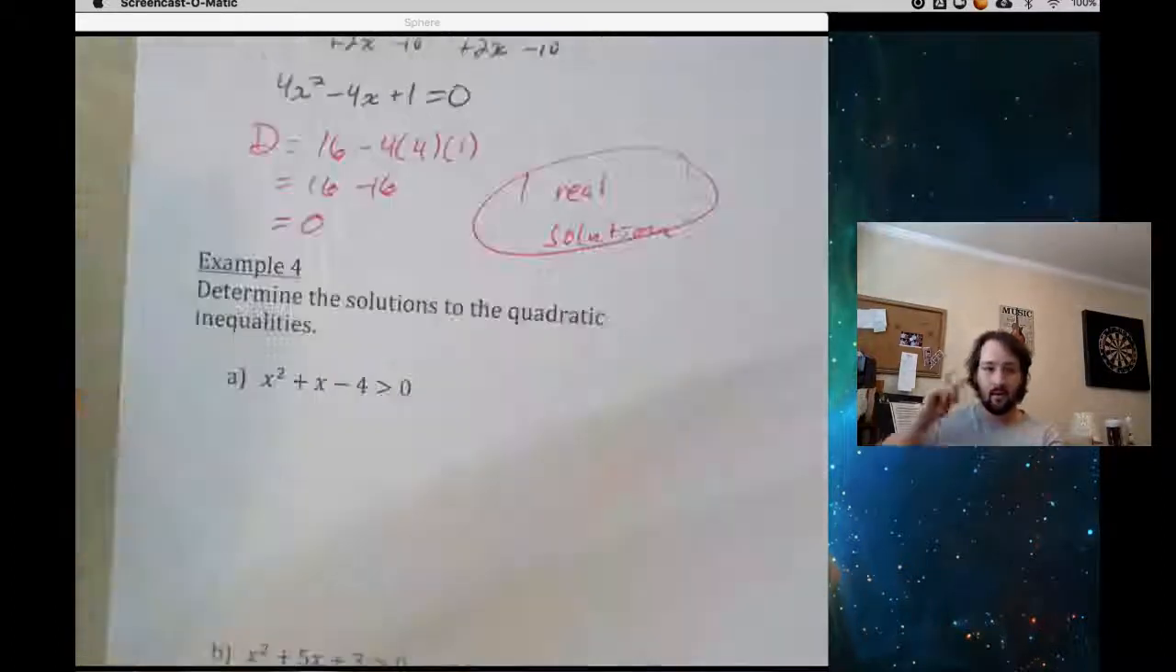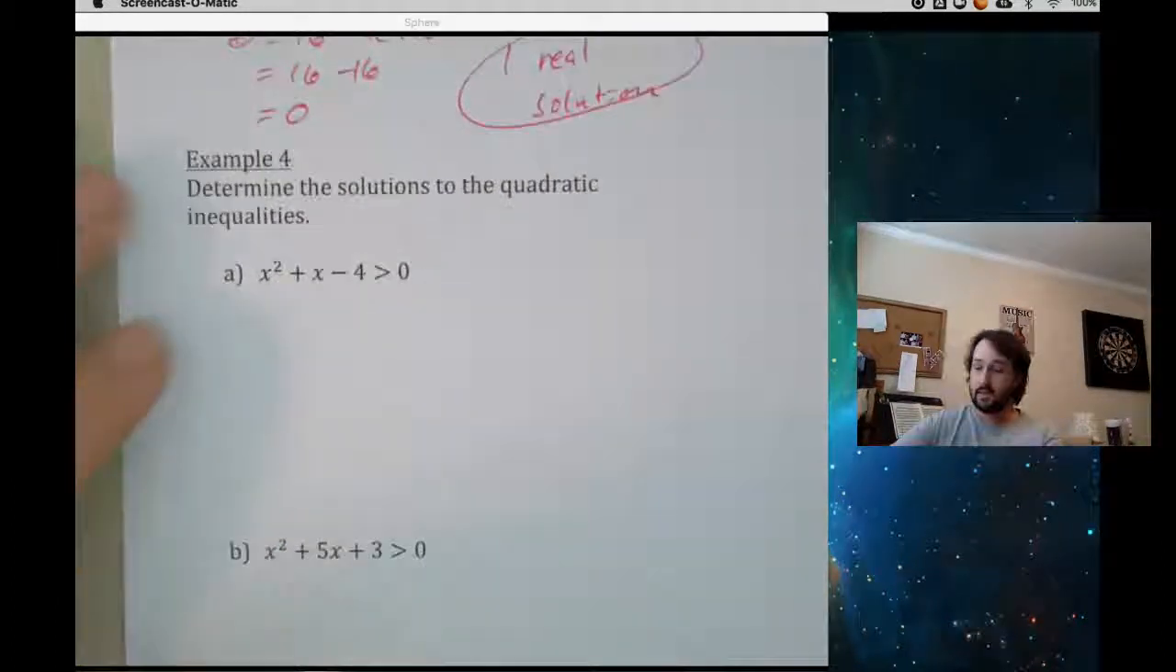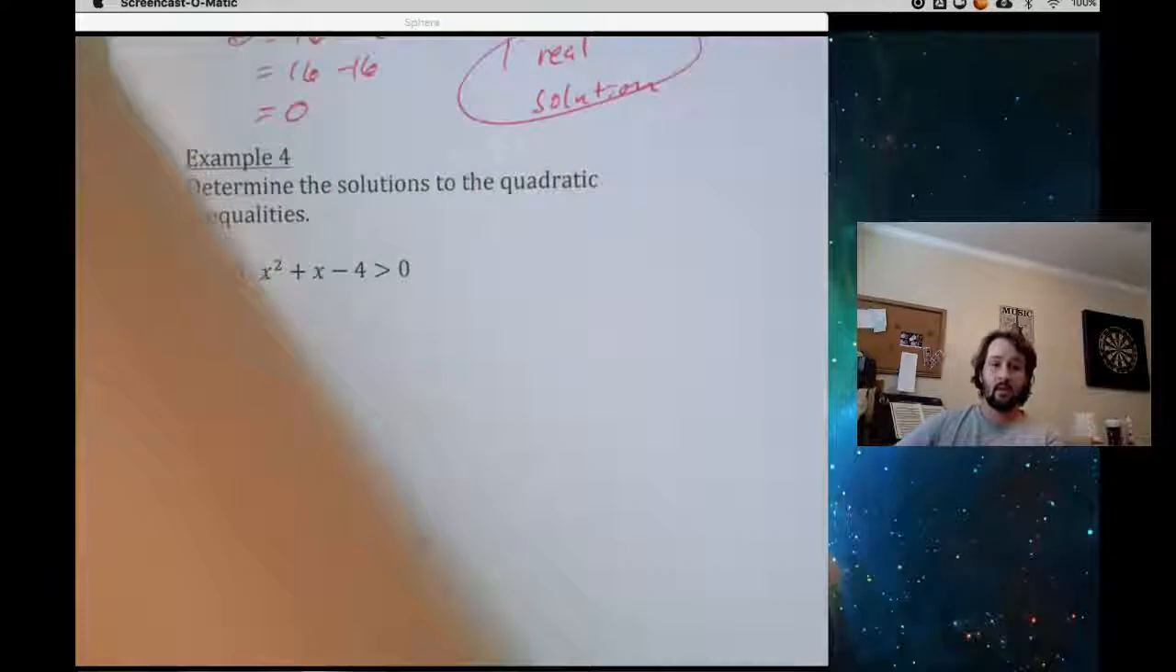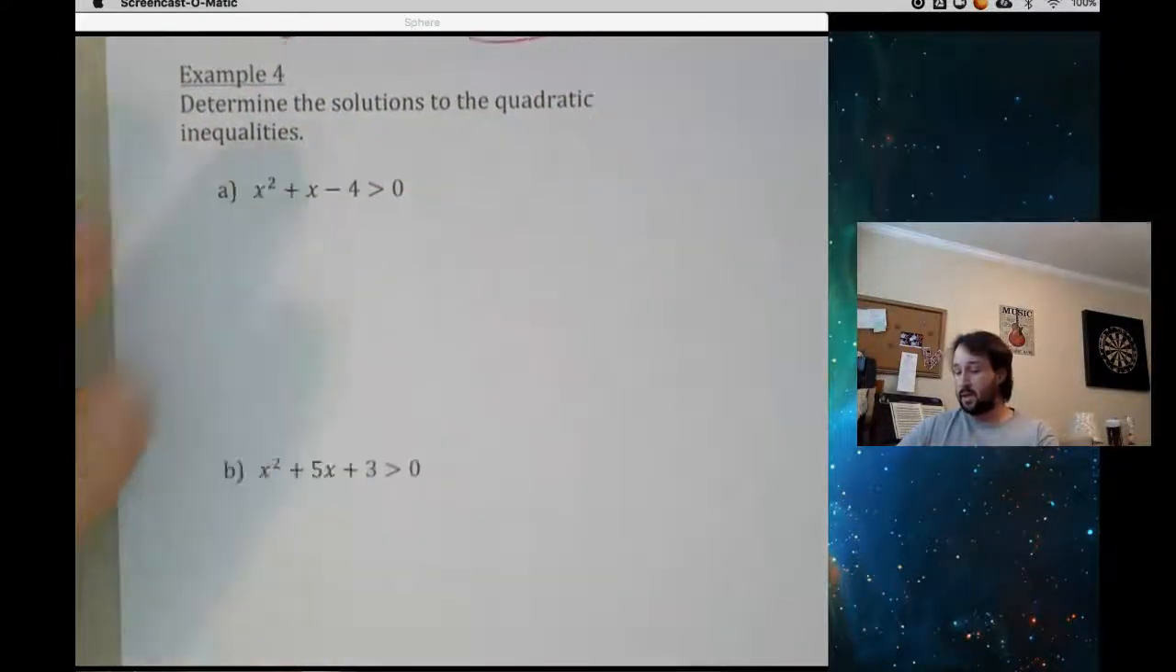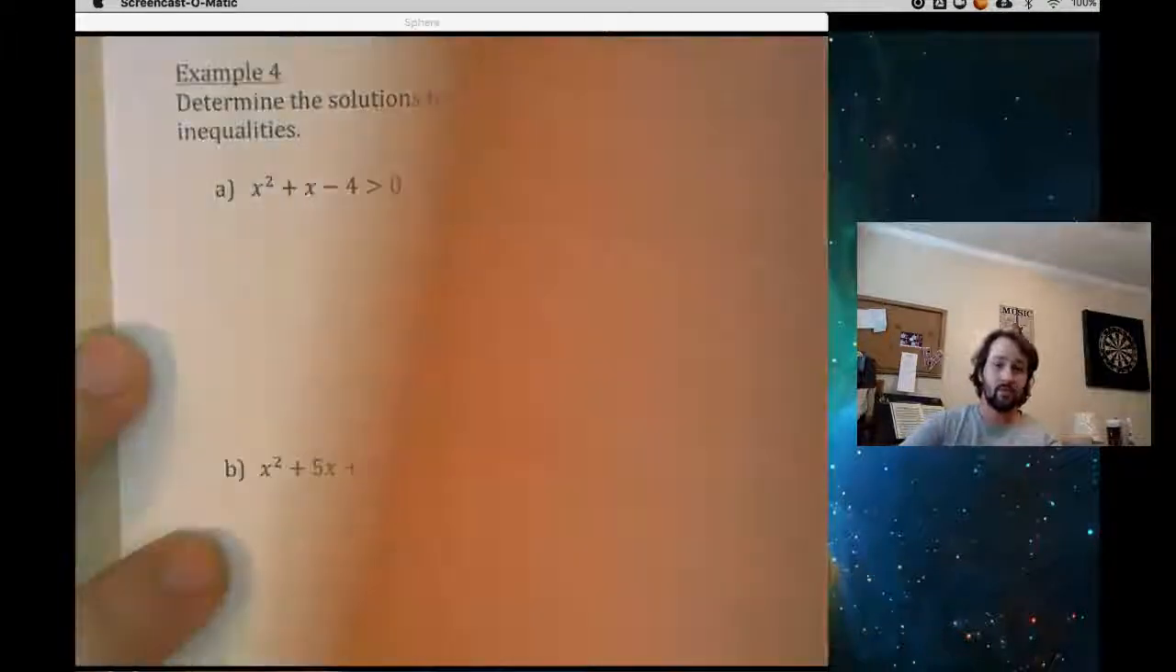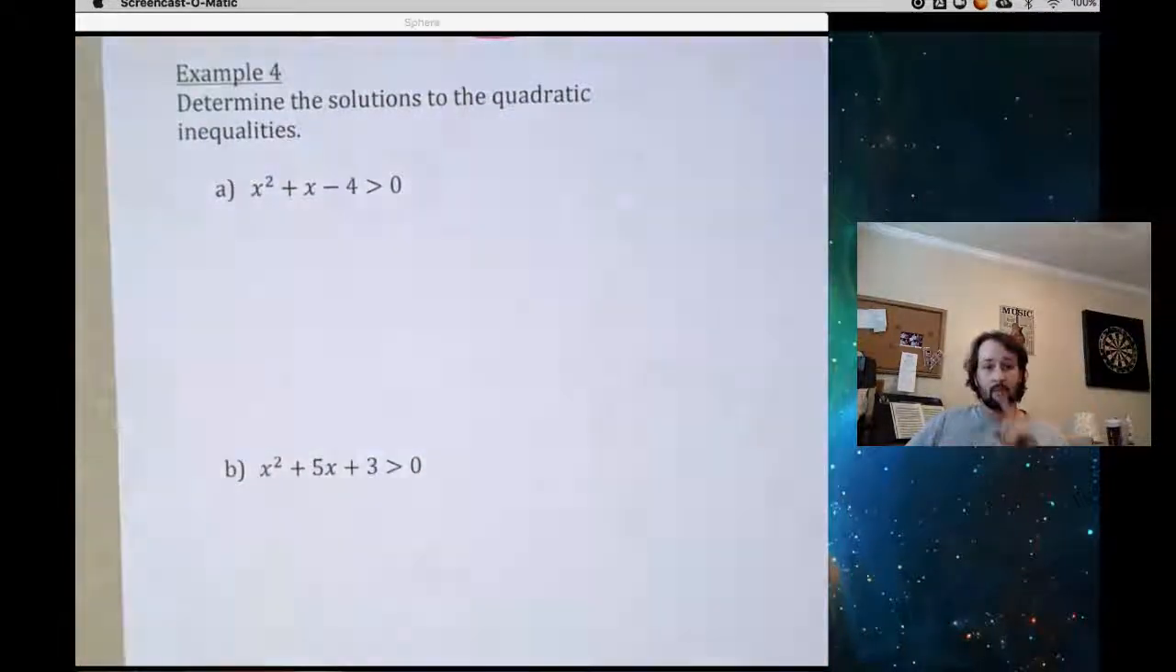All right. Last thing we're going to be talking about in this video is solutions to quadratic inequalities. We're only going to do 3 of these examples, so they're usually pretty fast. First step, determine the solutions. Second step, graph your parabola. Third step, determine what the solution set is.